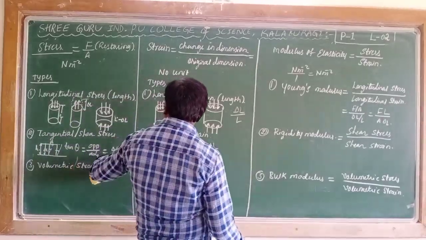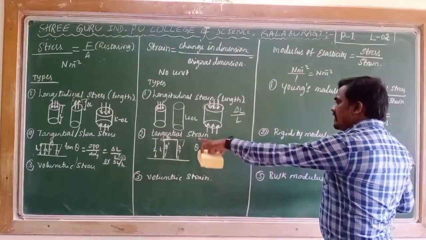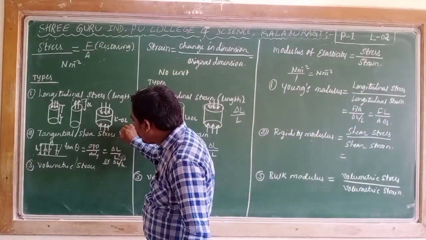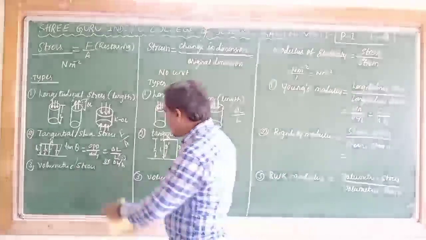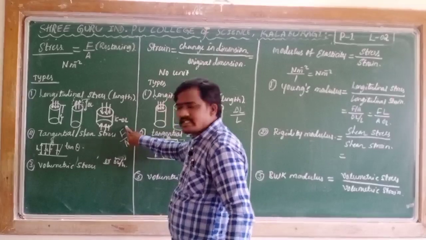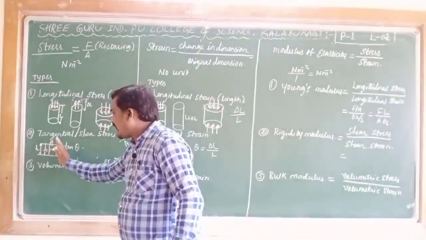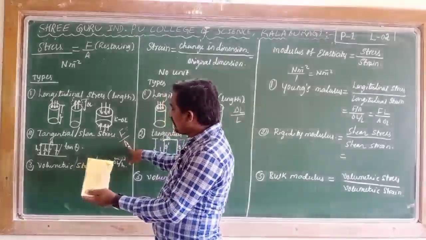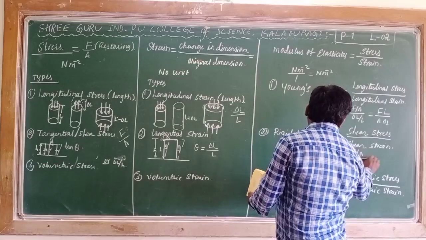Okay. Tangential stress by tangential strain. What is the tangential stress formula? Stress is force acting per unit area. What type of force? Parallel force is acting. Force applied is parallel over the surface of a body. Because of that parallel force, the body is going to tilt. Shear stress means force acting per unit area.